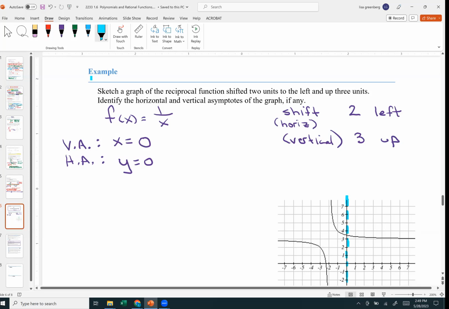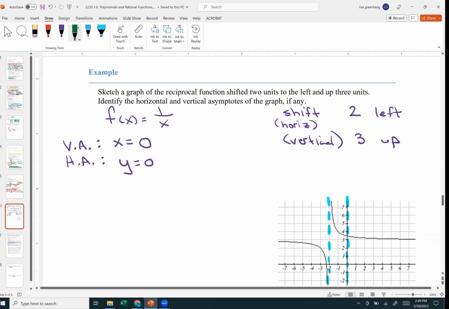and I'm going to shift it to the left, it's going to move 2 to the left, and for our new function we're going to get our vertical asymptote is equal to x equals -2. We've shifted it to the left.